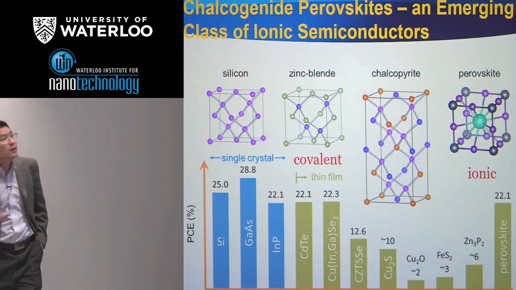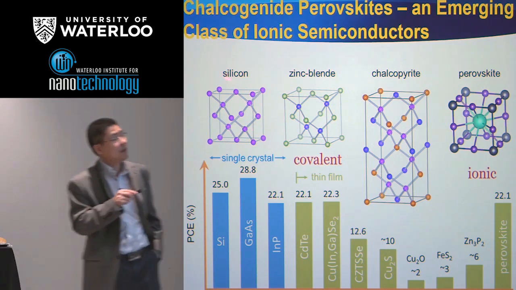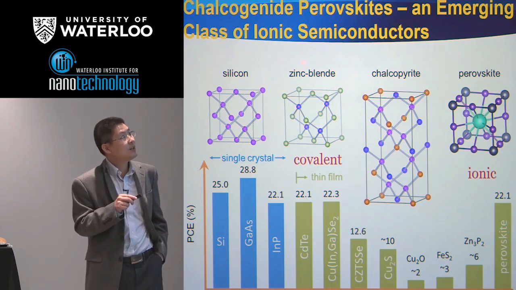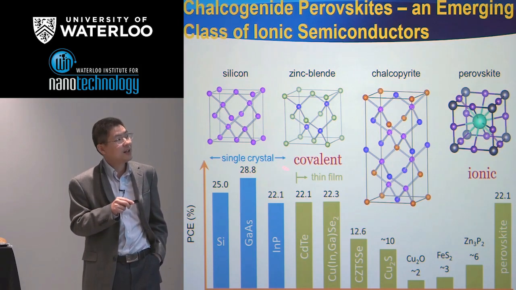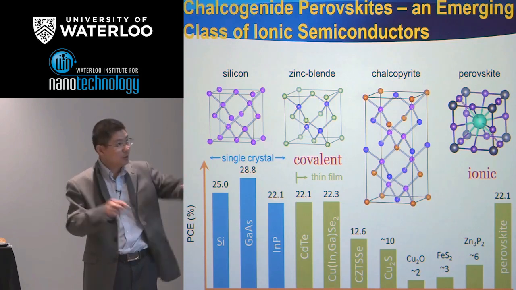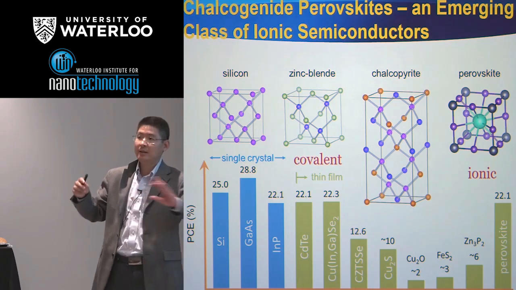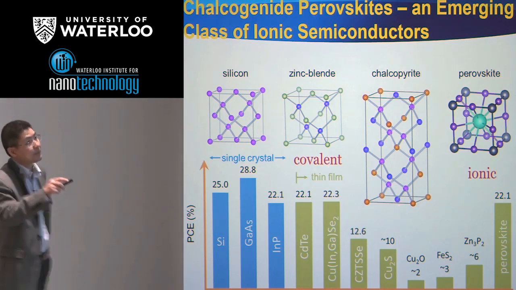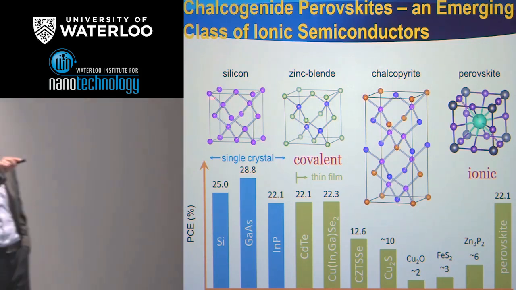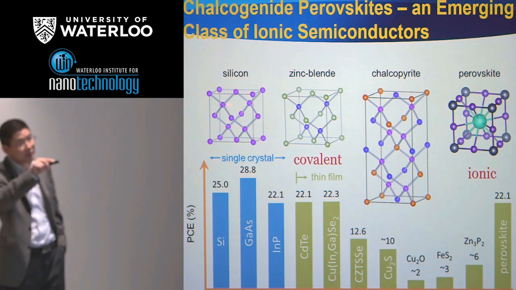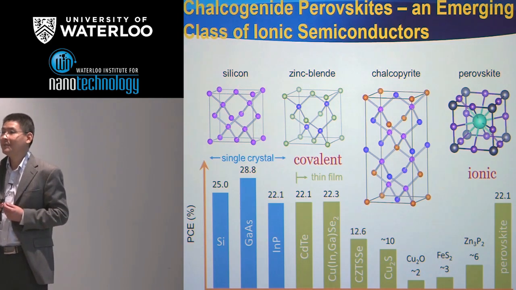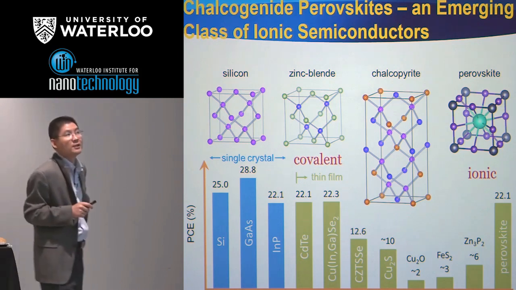Why? So if you look at conventional semiconductors, starting from silicon, and then gallium arsenide, indium phosphide, and all the way to II-VI materials and those chalcopyrites or all these materials, they are derived from the silicon structure with this four-fold coordination, right? So these are all covalent materials.